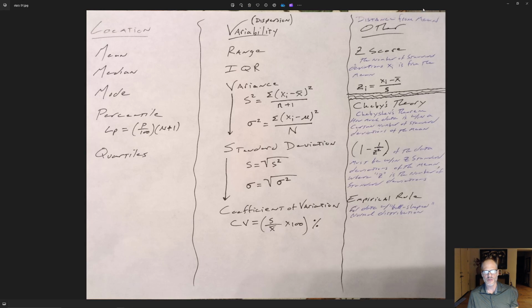I made some notes here when I was going through the chapter. We're going to look at measures of location. So how is our data located? Mean, median, mode, percentile, quartiles. We're going to look at measures of variability or dispersion. How dispersed is our data, or how much does it vary?